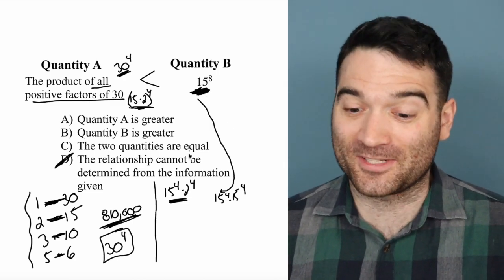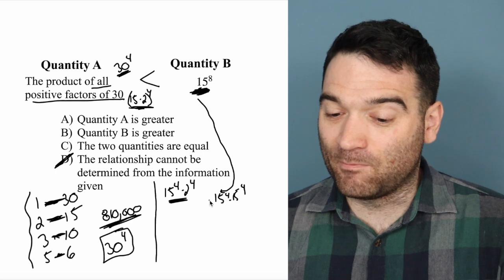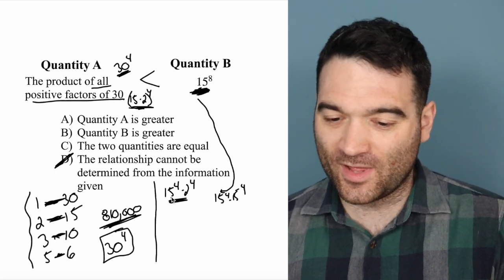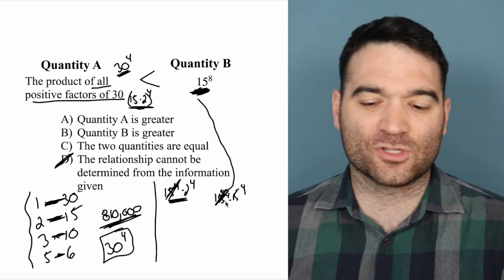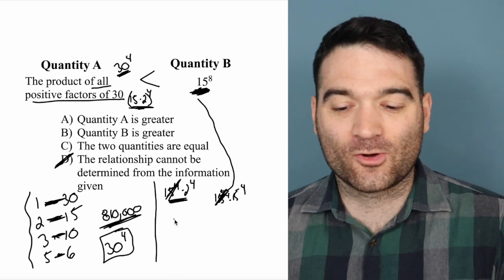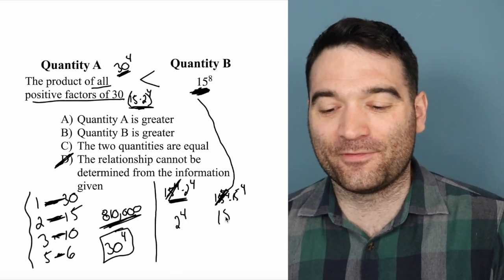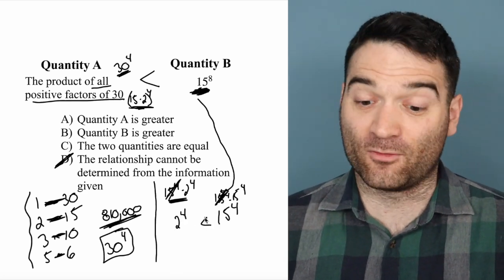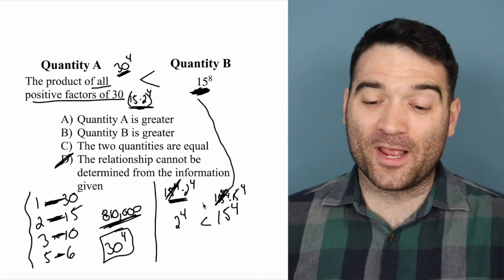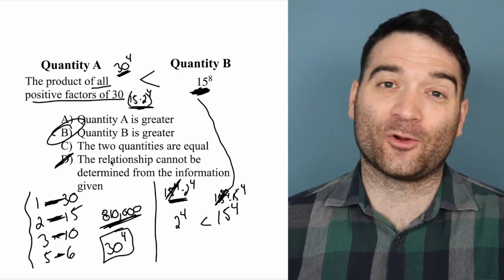This is where knowing your exponents can really come in handy. Well, both of these have 15 to the 4 in them, so that's not going to affect anything, or I should say I can cancel it out. What's greater, 2 to the power of 4 or 15 to the power of 4? Well, 15 to the power of 4 is clearly greater. There are several ways you can go about this, but however you do it, the correct answer is B.